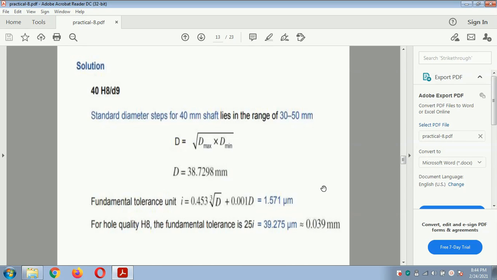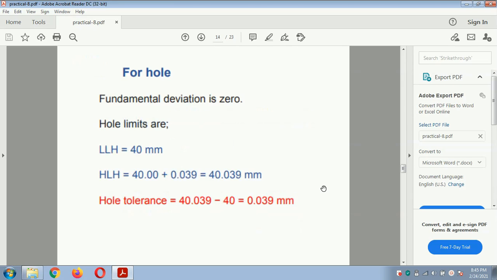0.405. You have to put the value of D in that formula and you will get the answer, that is 1.571 micrometer. For the hole quality H8, the fundamental tolerance is related to 20I, that is 39.275 micrometer, that is 0.039 millimeter. All the dimensions are converted into millimeter.